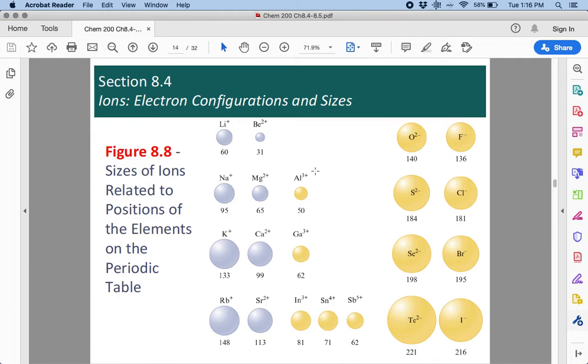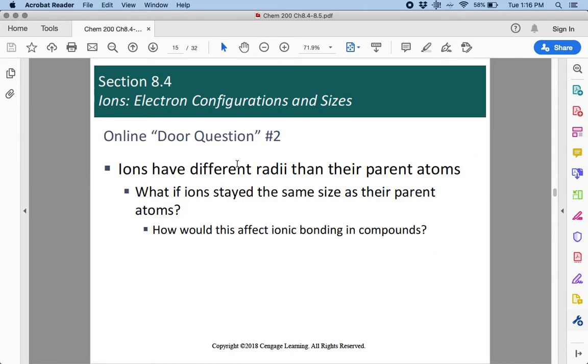But our anions will be bigger than our cations in the same period because the anions are gaining electrons and the cations are losing electrons. This is our door question number 2. Again, like we had in our previous video, these are important and will be treated just like we treat door questions when we were having classes on campus.